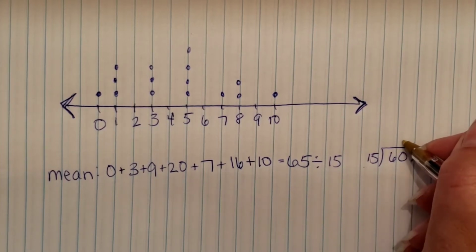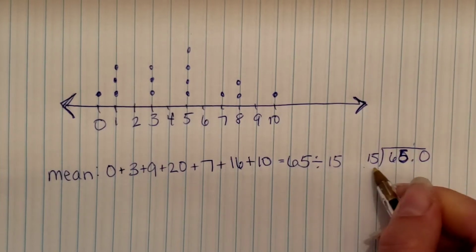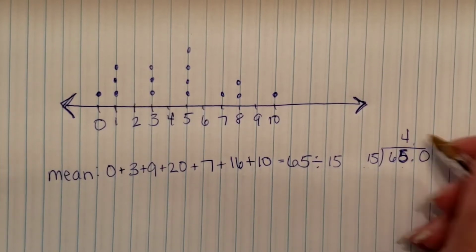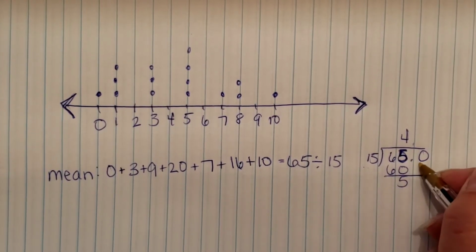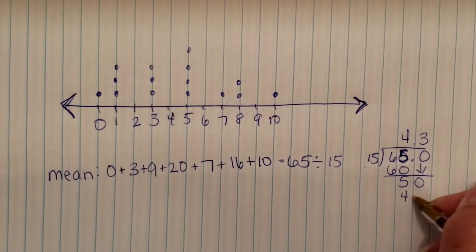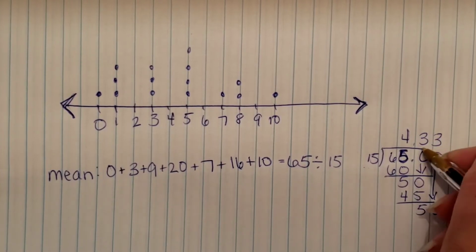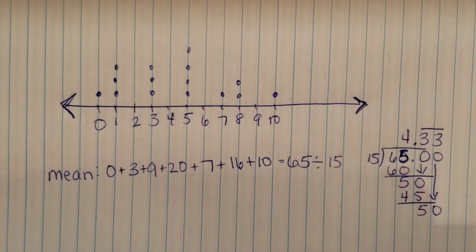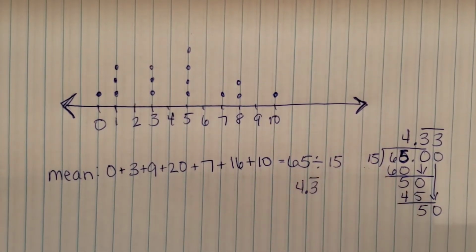15 goes into 60. Oops, I wrote the wrong number. Sorry, 65. 15 goes into 65 4 times. There's that 60 I had on the brain. Subtract, that's 5. Drop down the 0. 15 goes into 50 3 times. That's going to be 45. 5. Oh, I see what's happening here. We have a repeating decimal. So this is 4.3, and that 3 is going to be repeating. So we can write 4.3 with the repeating bar.